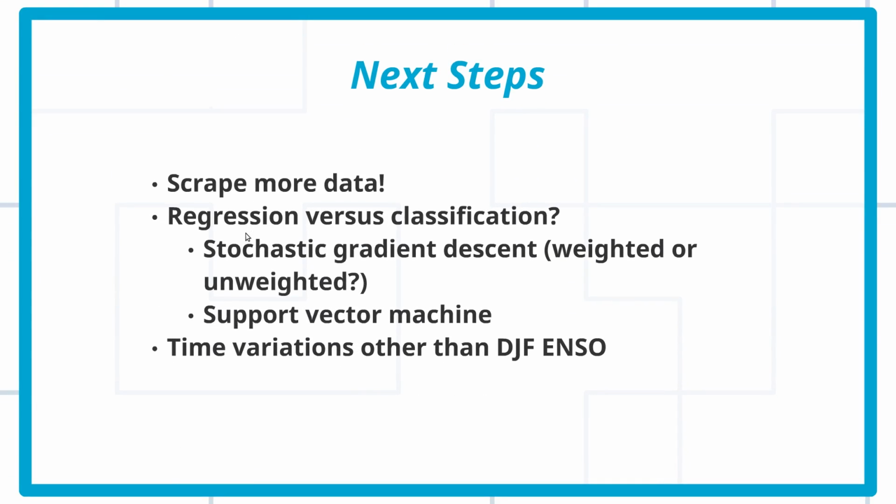So the next steps are to scrape more data to add into this, and then we can start thinking about some machine learning. Whether we do regression versus classification is still an open question. With this few data points, we don't really have enough to do anything more complicated than a stochastic gradient descent, and perhaps some sort of support vector machine to separate good snow years from bad.